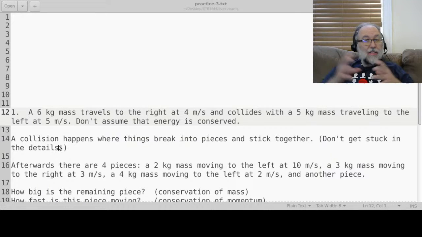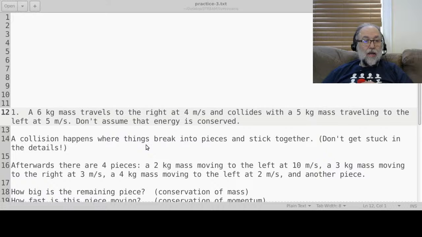Now, the next line, I kind of isolated it because this is the point of conservation laws. You don't have to worry about the intermediate details. There are some questions like this on the assignment too, where things are breaking apart and the masses are rearranging themselves. Don't worry about those intermediate details. Don't get caught up in them. So here I say a collision happens where things break apart into pieces and then stick together. In other words, they recombine. I probably didn't word that as well as I could have, but things might break apart and then recombine. And I indicate here, don't get stuck on those details. I don't have to give them to you. Don't need them.